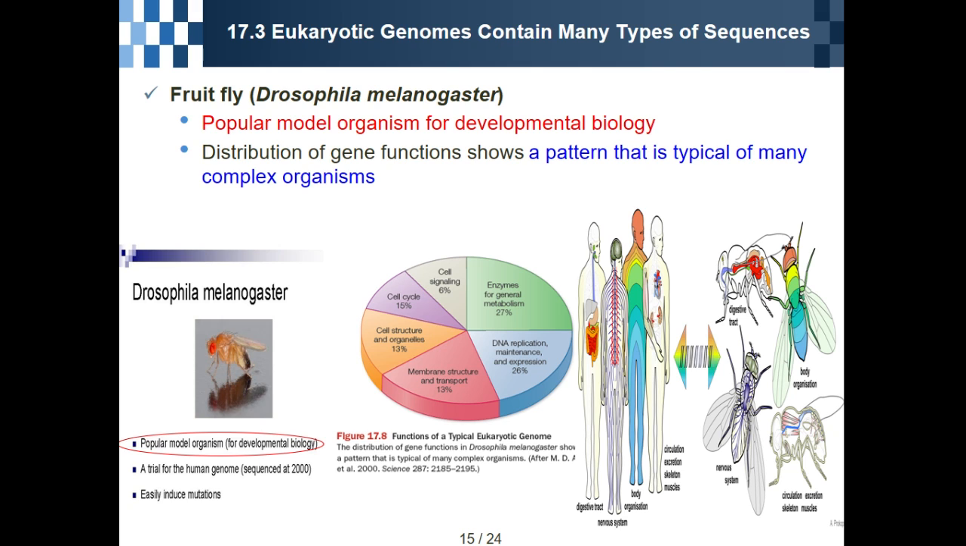Fruit fly is very small, but their developmental pattern is nearly similar to human. So nowadays, people use Drosophila to study neuroscience, and also a lot to study development. People use fruit flies.